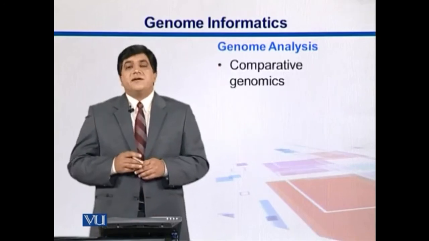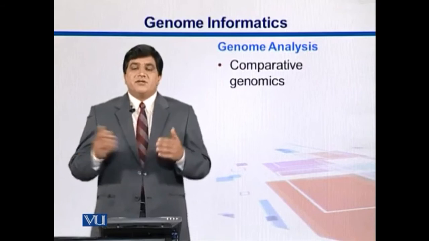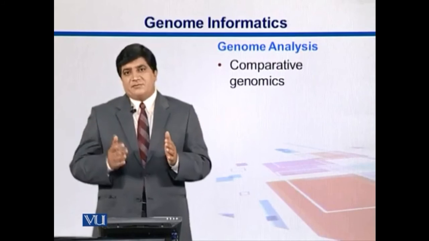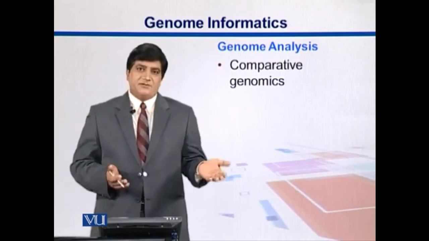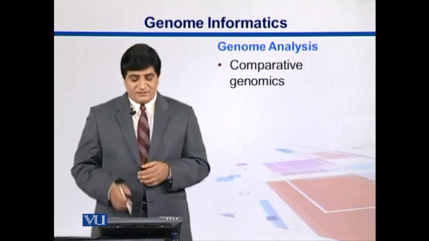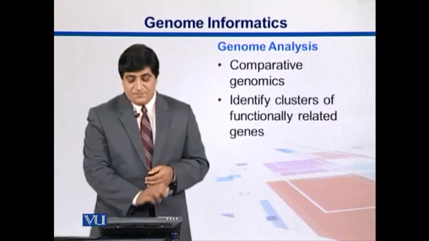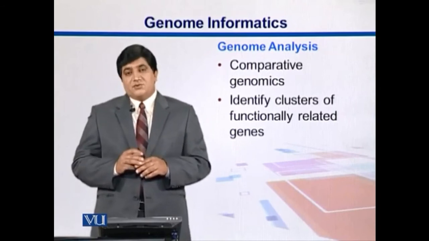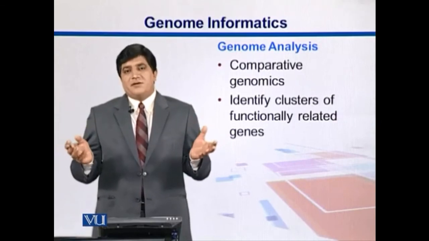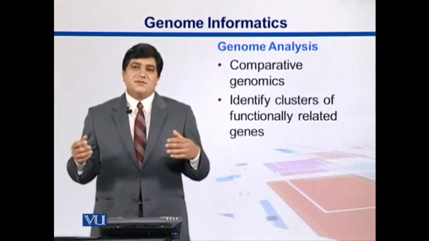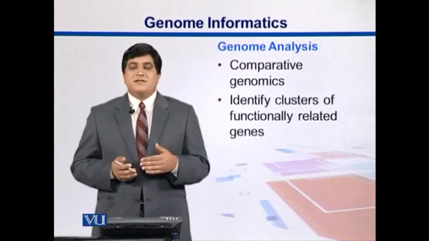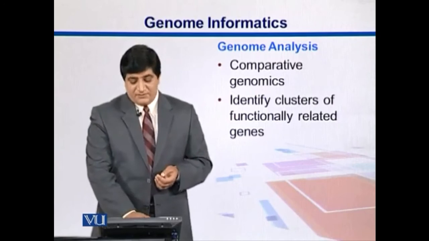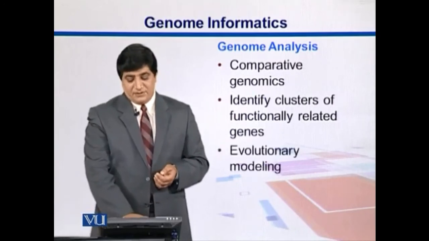And we can also do comparative genomics, in which we can take one genome and compare it with some other genome, and find the comparative features: what's present in the first, what's not present in the second, and what the intersections are. We can identify clusters of functionally related genes, those which might have similar structures and similar sequences and perform similar functions. What those genes are can give us an idea about the evolution. So obviously we can do evolutionary modeling.